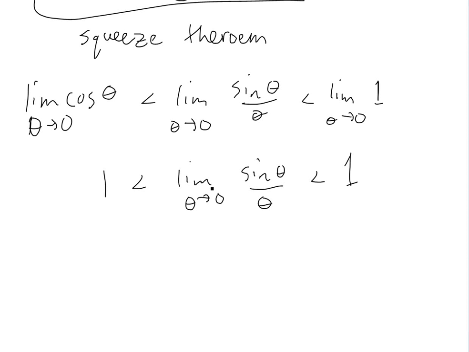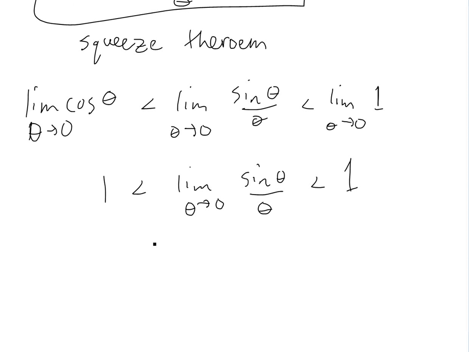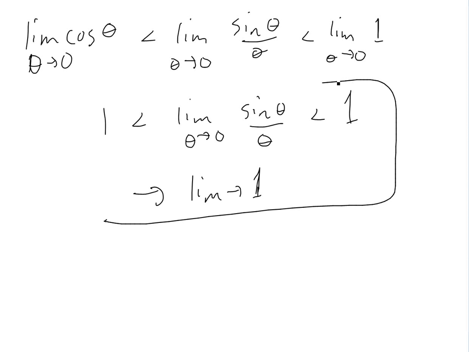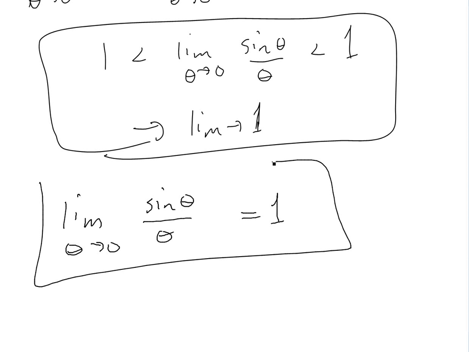So by the squeeze theorem, if these are both equal to 1, and this value is between these two, then the limit is just going to equal 1. So there's our proof. You can see my other video on squeeze theorem, why it's true. Basically, we just proved that the limit as theta goes to 0 of sine theta over theta is equal to 1. So there's the geometric proof of that.